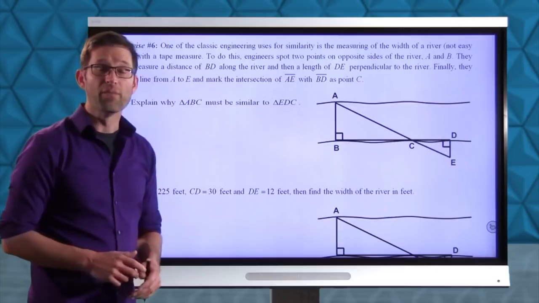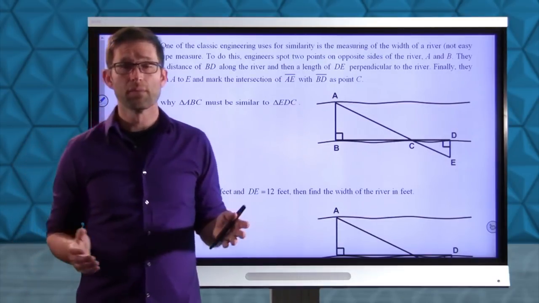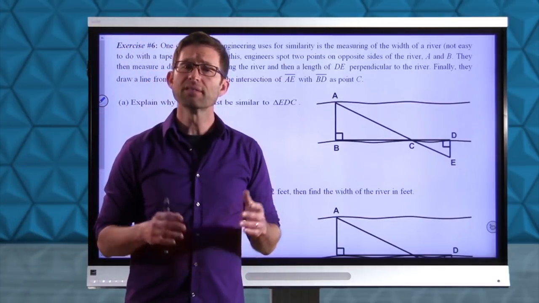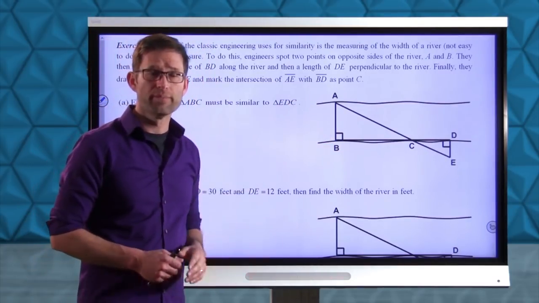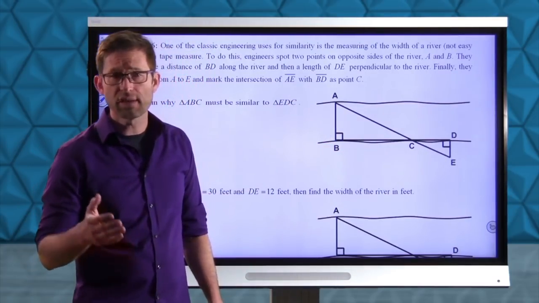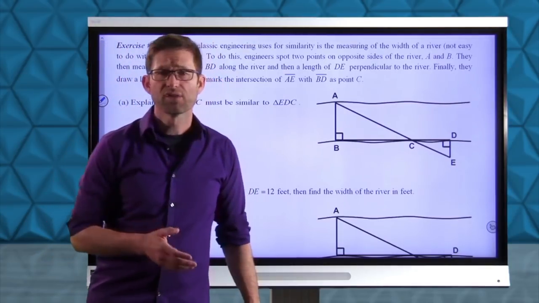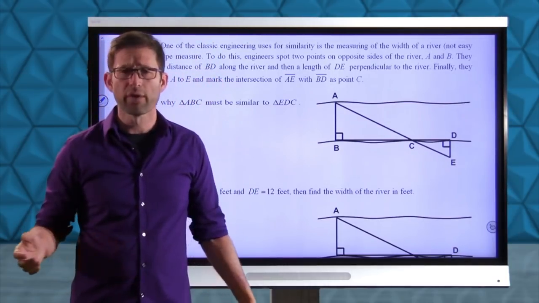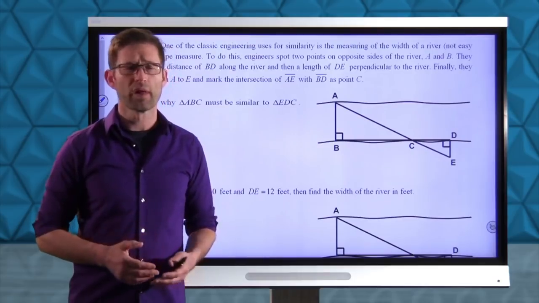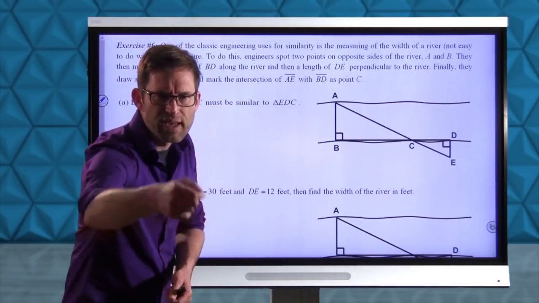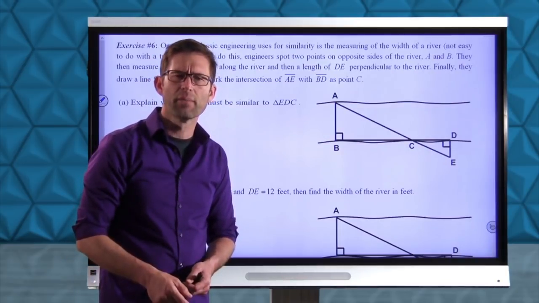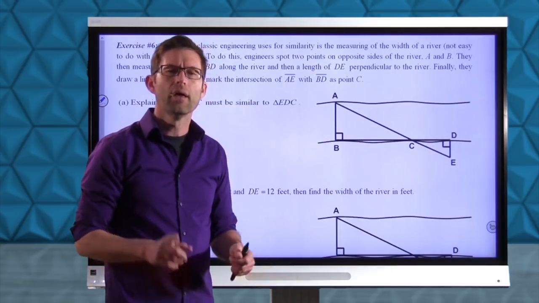All right, final one. This is a classic use of similarity. It is difficult, most of the time, to measure the width of a river. A lot of times mathematics has some very solid uses. It's hard to measure the width of a river because, quite frankly, if you've got a very wide river like the Hudson River near where I live, it's kind of hard to extend a measuring tape across the river. You know what I mean? It's just hard to do that.